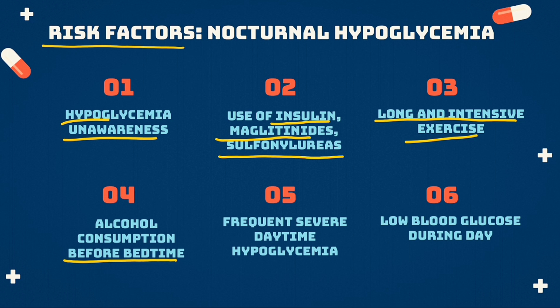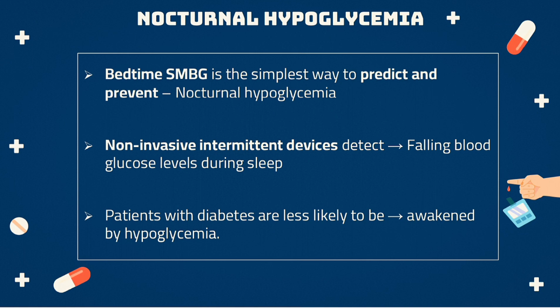If any person is having frequent hypoglycemia that is severe during the daytime, there is a higher chance of nocturnal hypoglycemia. As well as if a person feels low blood glucose during the daytime, there is also a higher risk of developing nocturnal hypoglycemia. How can we prevent or predict the condition of nocturnal hypoglycemia?